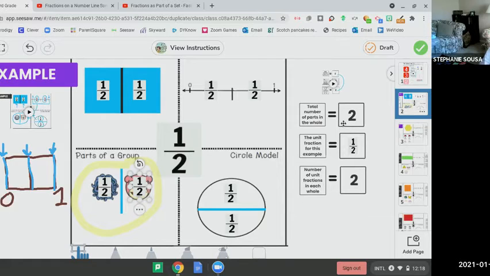We know the total number of parts. There are 2 parts on the rectangle, 2 parts on the number line, 2 friends in the Pokemon group, 2 halves of the circle. The unit fraction is 1/2. We labeled those on each model. And we can see that there are also 2 fractions on each model, 1 fraction for each part. Are there questions on this right now? Questions on any of the models before we start to create them?